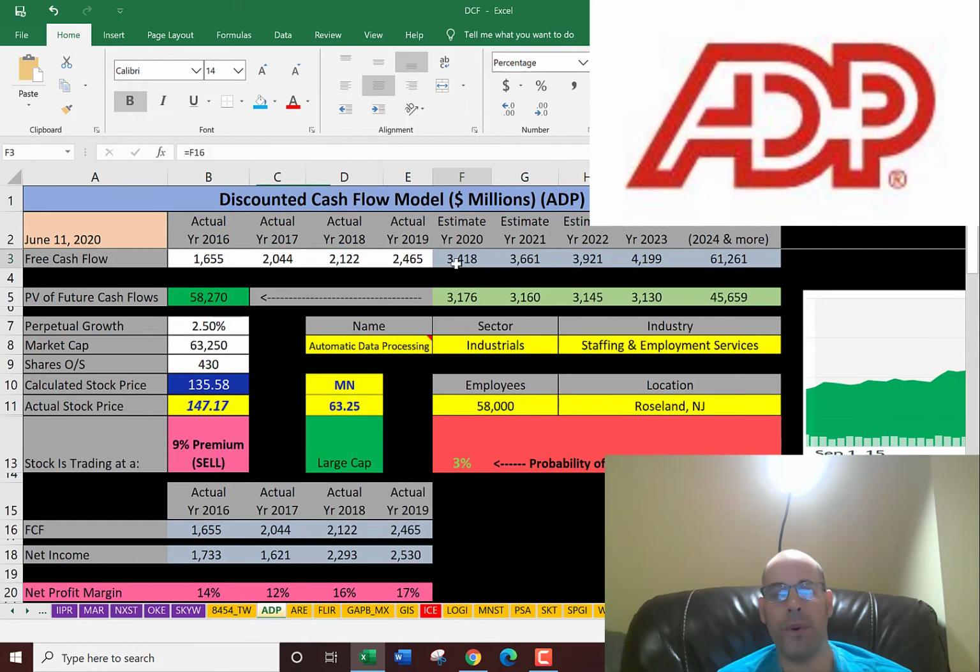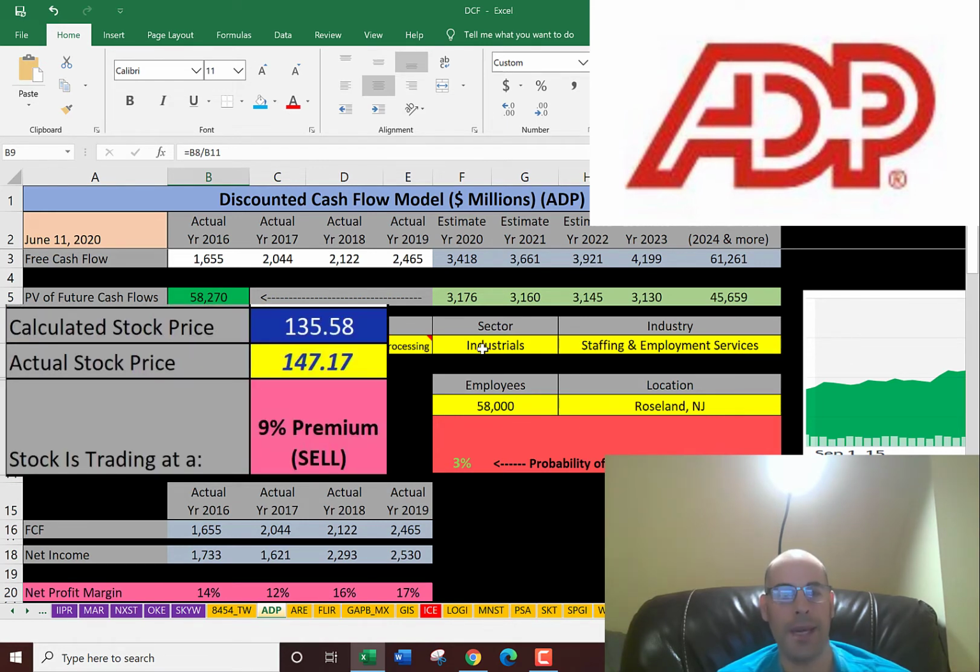So we estimated 4 years of future free cash flows. We also estimated a terminal value, which is all years past year 4. We discounted those numbers back to today using the weighted average cost of capital. We get a value of the company of $58 billion. We divide that by 430 million shares. We get an intrinsic calculated stock price of $135. It's trading at $147, so it's trading at a 9% premium. So it's a sell according to the model. But it's actually pretty close.